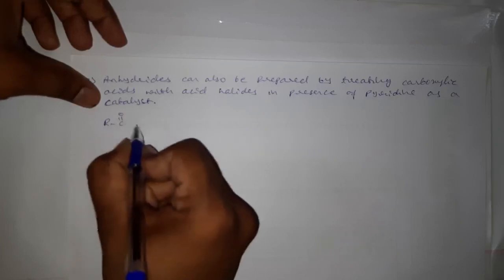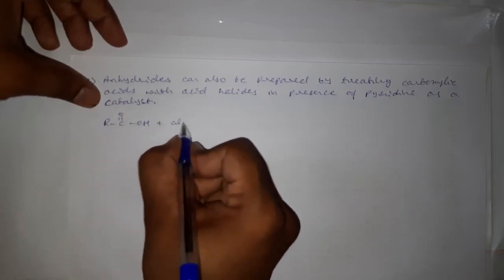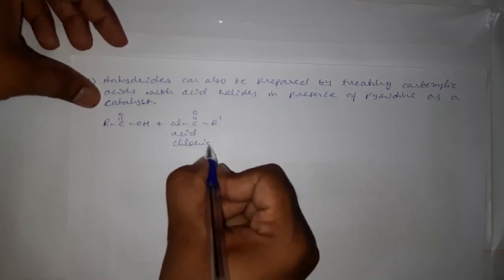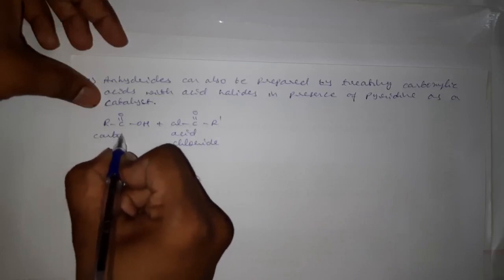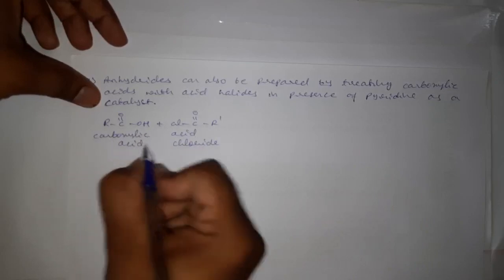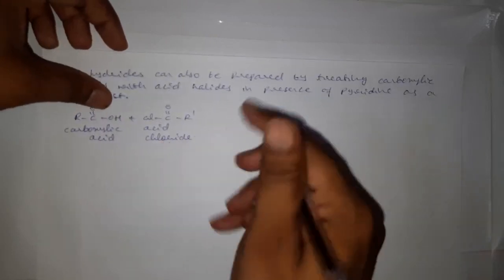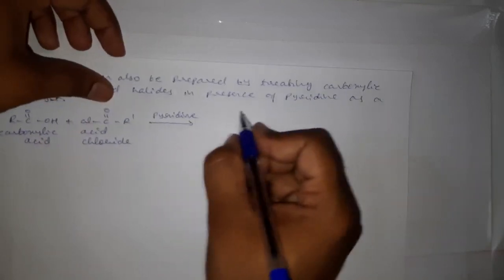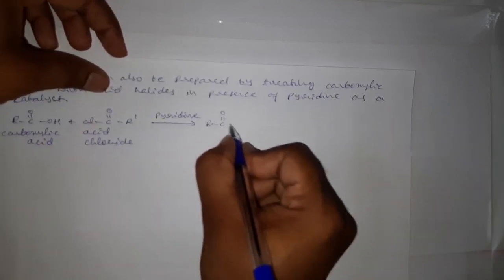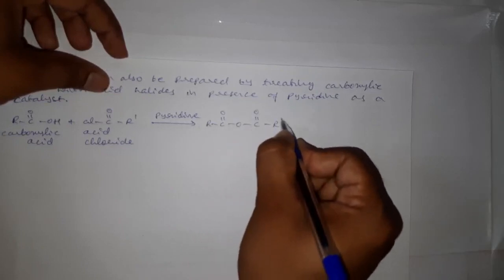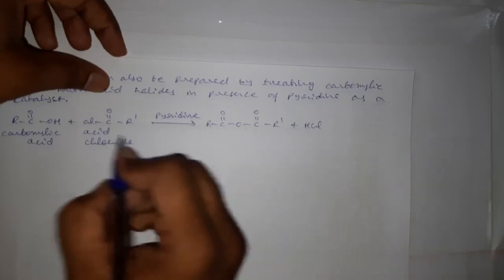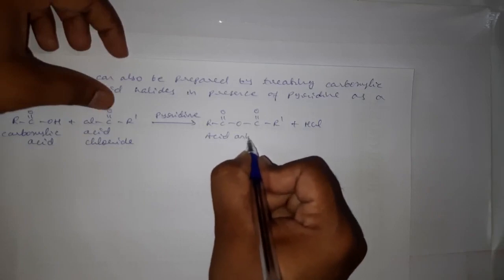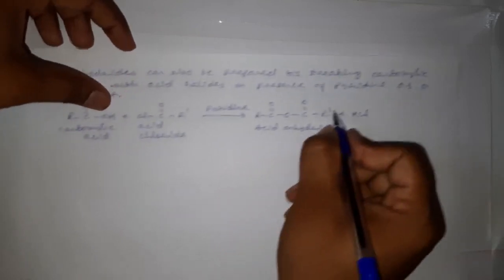See, this is acid chloride and this is a carboxylic acid. When carboxylic acid is treated with acid chloride in the presence of pyridine as a catalyst, here we will get R C double bond O O C double bond O R dash plus HCl. This hydrogen and this chlorine will form HCl, and here we will get acid anhydride.